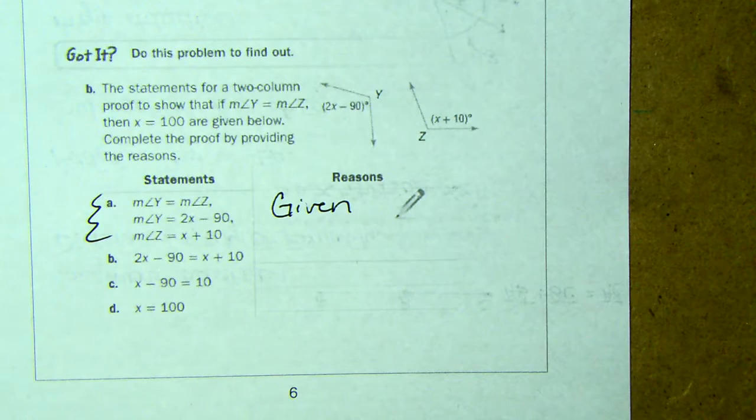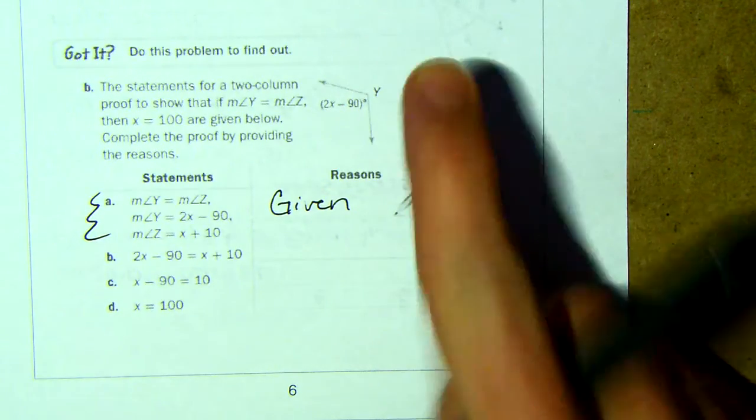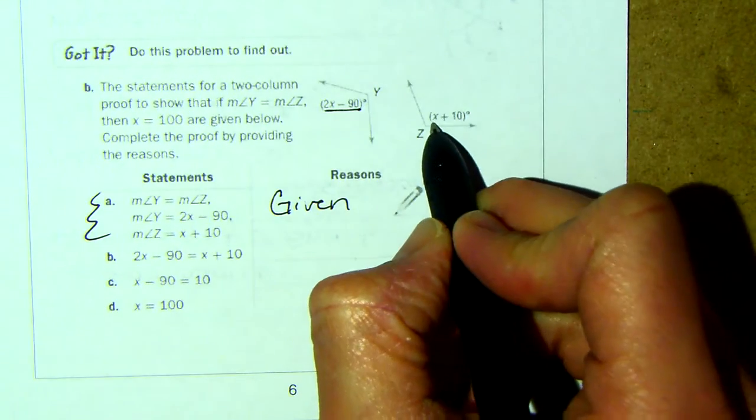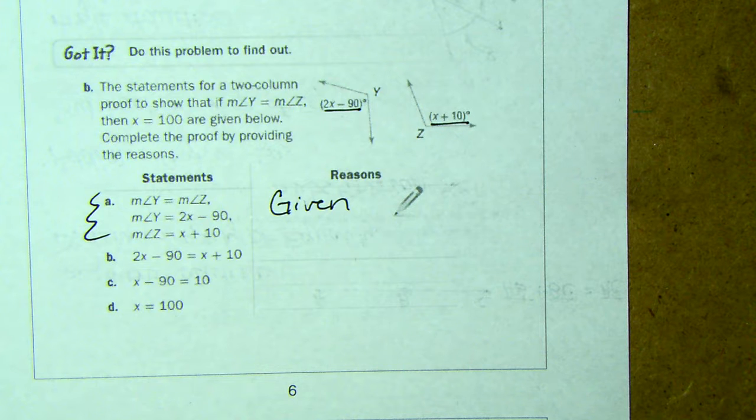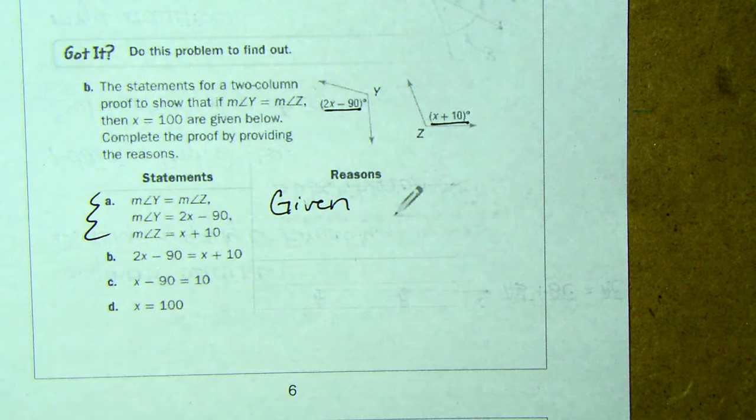First step's always going to be all the information they give you. So it's given. Now what did they give us? They told us that the measure of angle y equals the measure of angle z. So these two are equal, right? They told us that. And then they gave us expressions. They said y equals this expression and z equals that expression. So right from there, they jumped and they wrote this equation. 2x minus 90 equals x plus 10. They just plugged them in. Or in other words, they did what? Yeah, substitution.